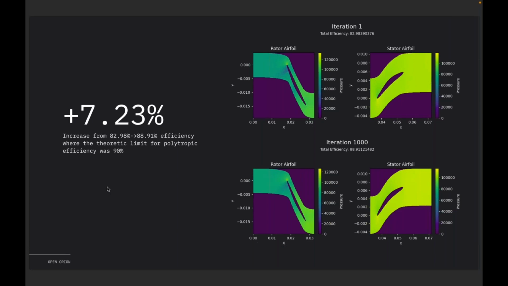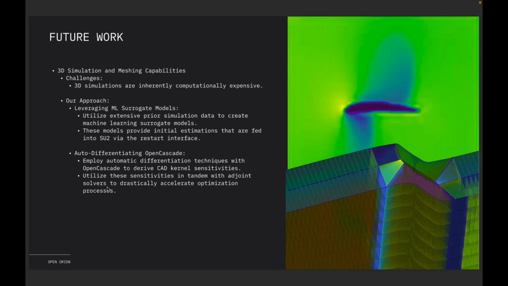And that was really encouraging to see because the polytropic efficiency for that case was 90%. So at least at the 2D sim level, it got pretty close, almost 7%. So this is some of our future work here.